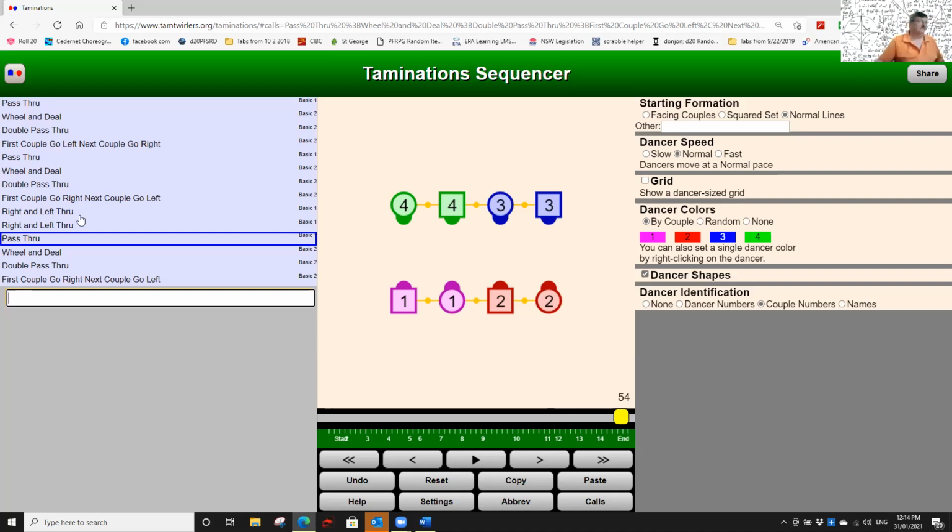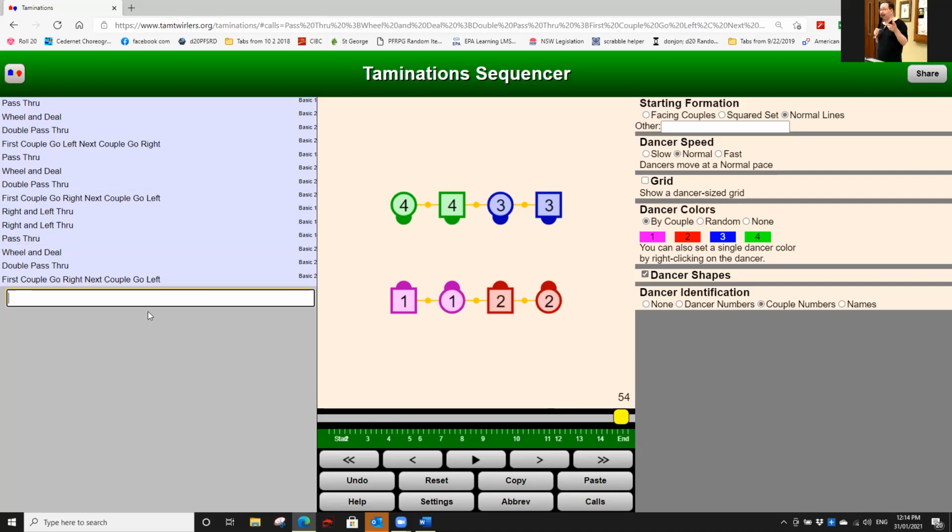Yes, it does. Okay. Now on that sequence, Yolanda, what he did was he took that right and left through. The usual one is pass through, wheel and deal, double pass through, first go left, next go right. So the variation was the same thing except first go right, next go left, and now you have to fix it with a right and left through. And then the third thing that he did was move that right and left through from the very end of the sequence to the very beginning. So right and left through, and now do the pass through, wheel and deal. So you got all that, right?